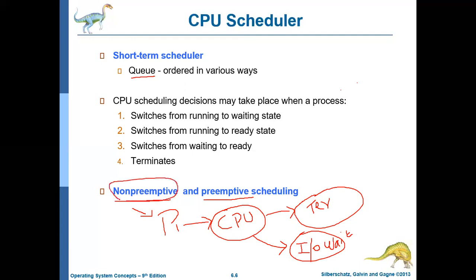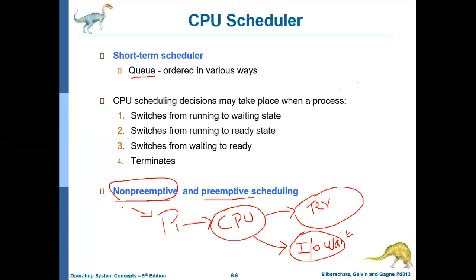I guess you understand. There are two types of scheduling algorithms available: preemptive and non-preemptive. With preemptive scheduling, once the CPU is allocated to a particular process, the operating system can take away the CPU from the process at any time. Whereas in non-preemptive scheduling, after allocating the CPU to a particular process, the CPU cannot be taken away until the process either terminates or gets into an IO wait state.